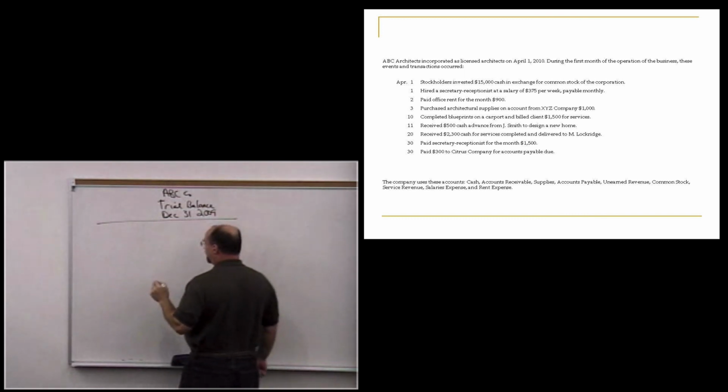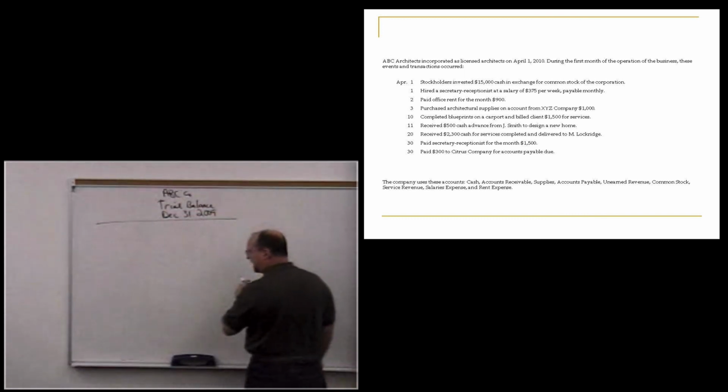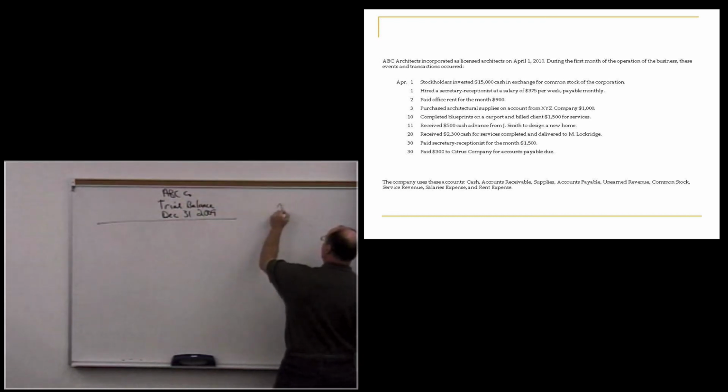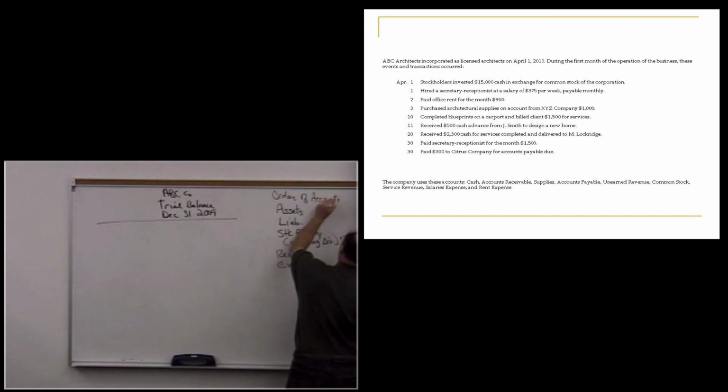Okay, the order of the accounts on any trial balance is we put assets first, then liabilities, then our stockholders' equity accounts. Okay, and I'm going to put in parentheses, including dividends. I'll get out of your way in a second. Then revenue accounts, and then expense accounts. Okay, so this is the order of accounts on a trial balance.